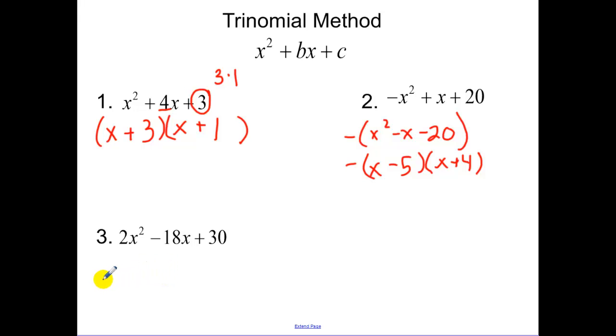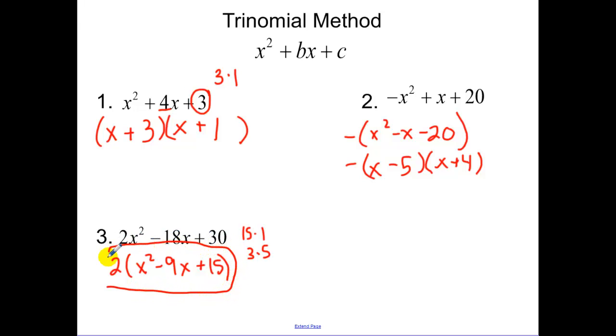The next example. Always look for your greatest common factor. Notice how each one of these terms, you can factor out a 2. Now look and see. Factors of 15: 15 and 1, 3 and 5. Do any of those add to be a 9? No, because 3 plus 5 is going to be 8. So we are done with that one.